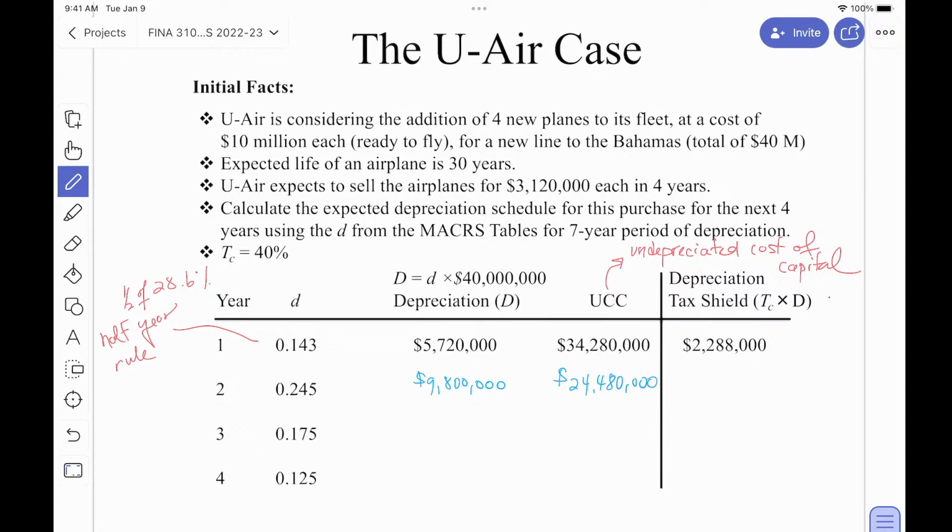$24,480,000 is left. So the third year, we take 0.175 times 40 million. Now you could do this without the table values, all right? Just using the rate of depreciation and compute this yourself. But this is actually much easier. So that's just a clean $7 million.